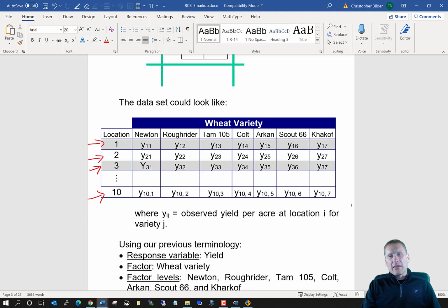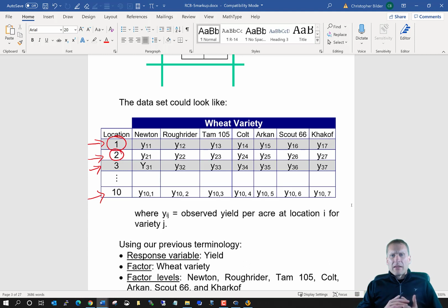And since these are being sampled at these different blocks, within a block you would expect to have some similarities, maybe because of weather conditions during the growing season. Maybe at location 1 it was different from location number 2 or from location number 3, even though they might all be in southwest Nebraska.